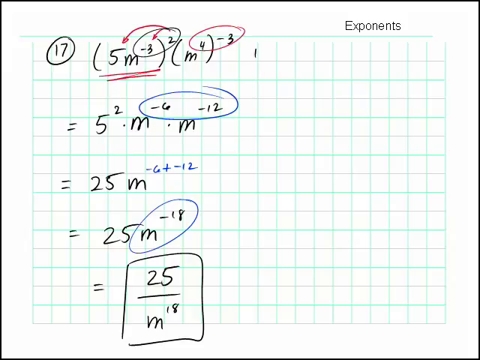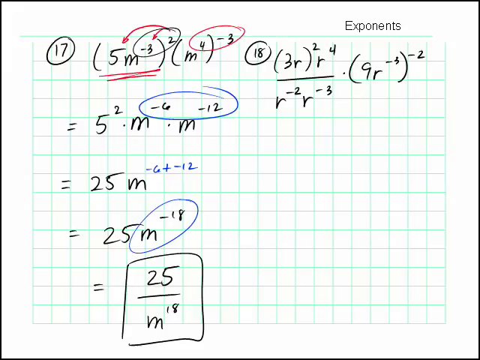Number 18. 3r, quantity squared, r to the 4th, over r to the negative 2, r to the negative 3, times quantity r to the negative 3 raised to the negative 2. That's a very big problem. Okay. Let's start right here. 3 squared and r squared. So that right there is going to be a 9r squared.